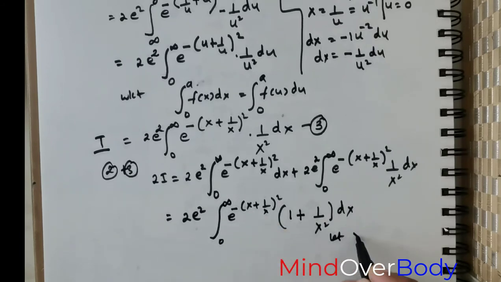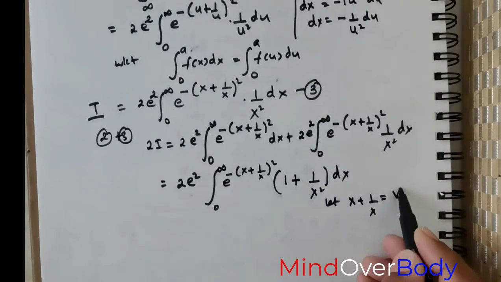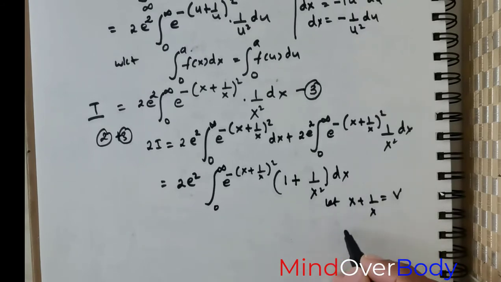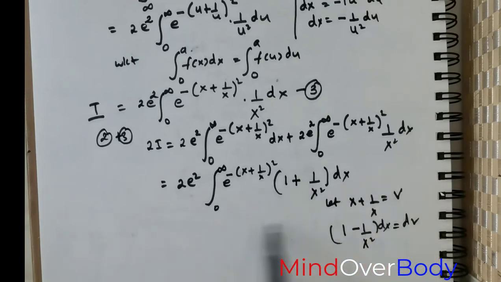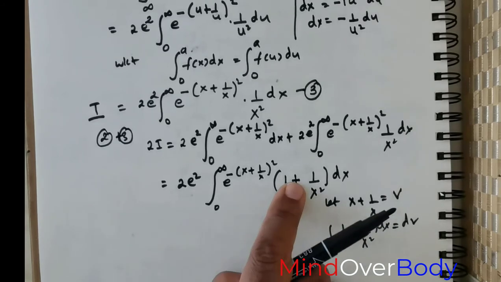Now let x plus 1 over x be equal to some v. If I were to differentiate this, I get 1 minus 1 over x squared times dx is equal to dv. Now clearly you can see here, this is positive, this is negative. If only we would have added a negative sign here, this entire question is completed, it's finished. But apparently we do not have that negative sign here.